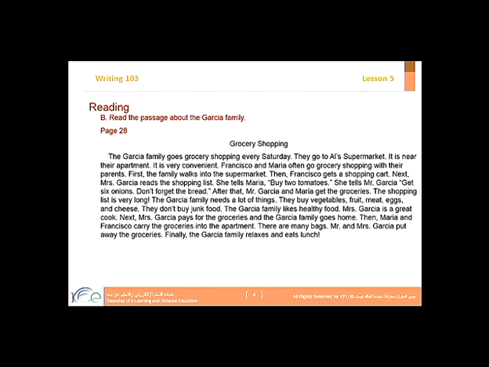Next, Mrs. Garcia pays for the groceries, and the Garcia family goes home. Then, Maria and Francisco carry the groceries into the apartment. There are many bags. Mr. and Mrs. Garcia put away the groceries. Put away the groceries means they arrange them in the cupboard. Finally, the Garcia family relaxes and eats lunch.